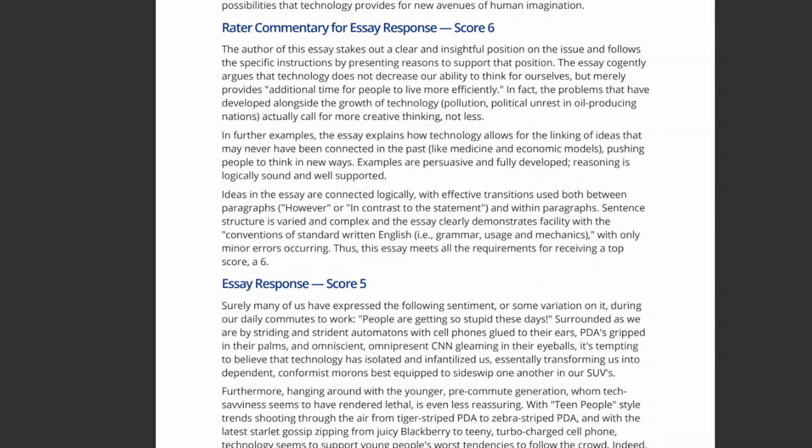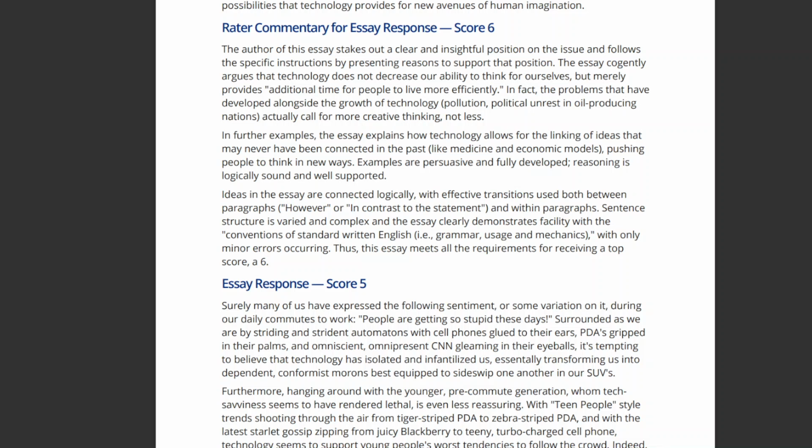Rater commentary for essay response. Score 6. The author of this essay stakes out a clear and insightful position on the issue and follows the specific instructions by presenting reasons to support that position. The essay cogently argues that technology does not decrease our ability to think for ourselves, but merely provides additional time for people to live more efficiently.